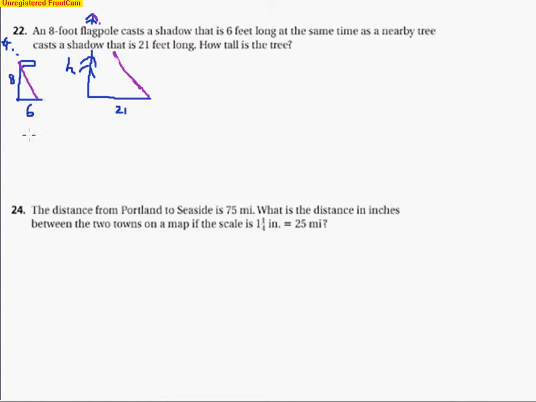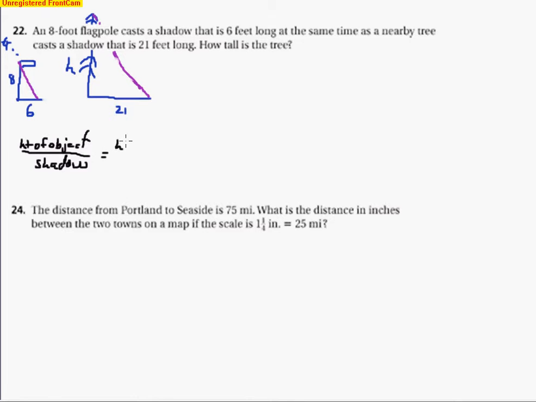So the way I set up proportions is I like to set them up so that I have the same units in the same spot. So for instance, I've got the height of the object over shadow. So that's the way I'm going to set up my proportion. Each ratio is going to have that. And so I can do the other one.